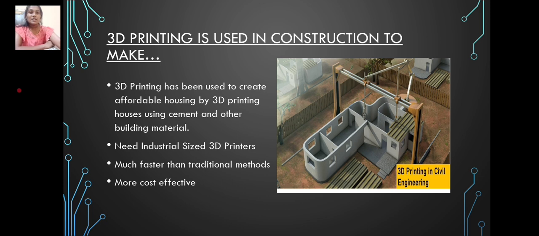3D printing is used in construction. 3D printing has been used to create affordable housing by 3D printing houses using cement and other building material. It needs industrial sized 3D printers, is much faster than traditional methods, and is more cost effective.